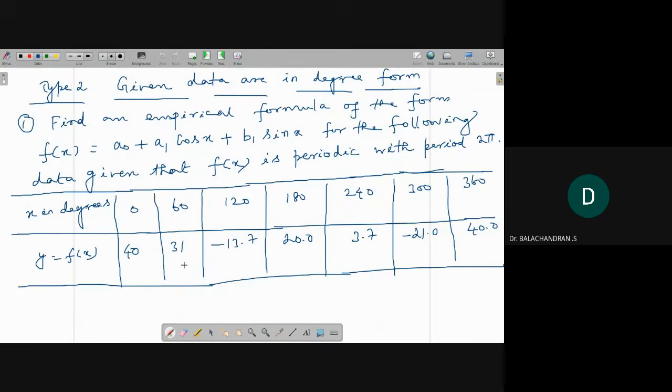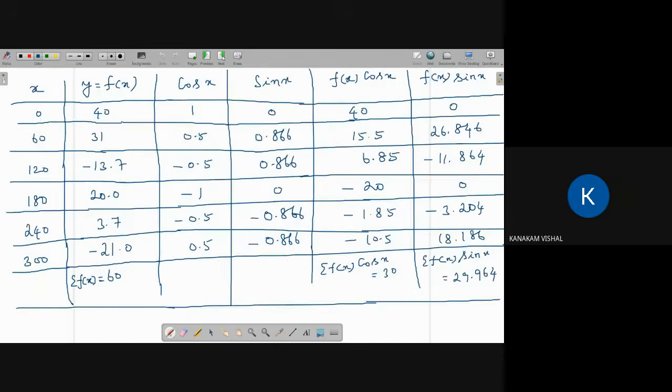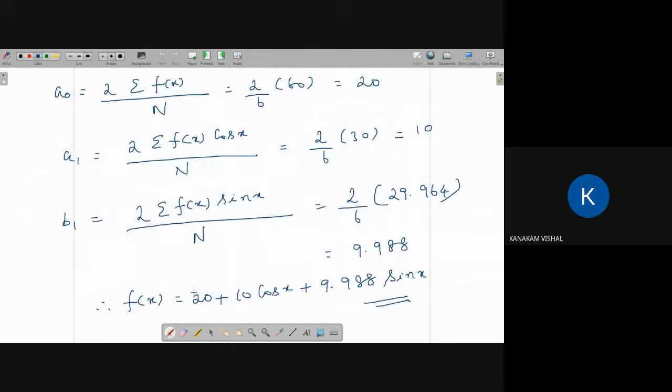If A naught is 20 and you give 60, then I get 33 point something, sir. Yeah, we should keep A naught as 20. Yes, sir. But when I try to solve this equation, I use three conditions, sir.